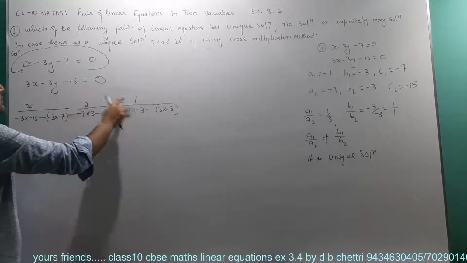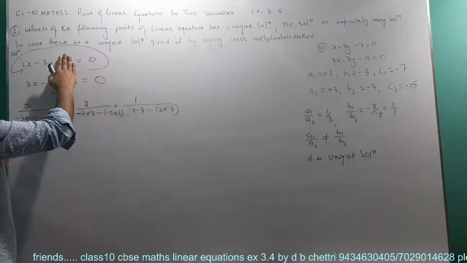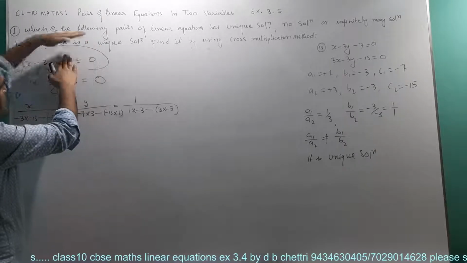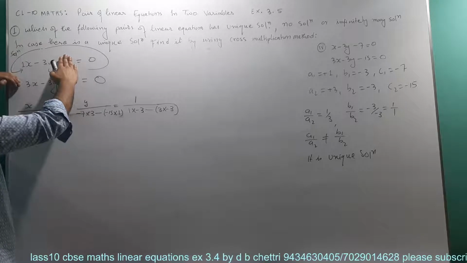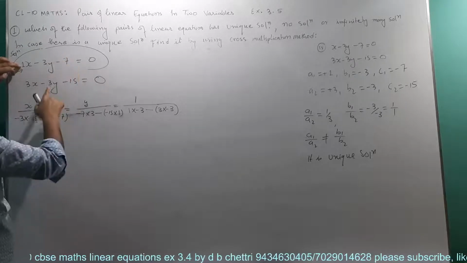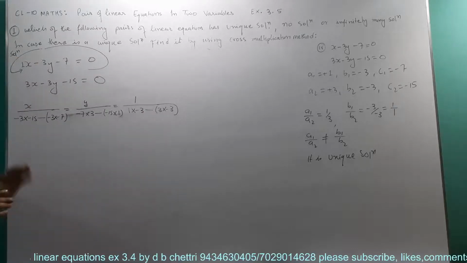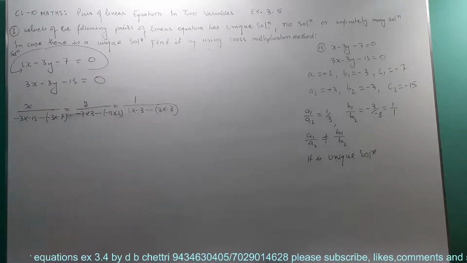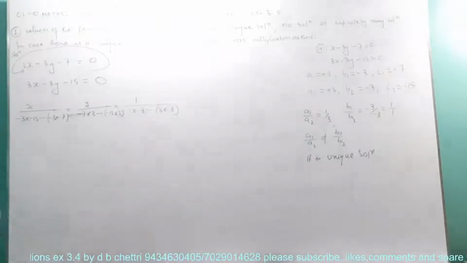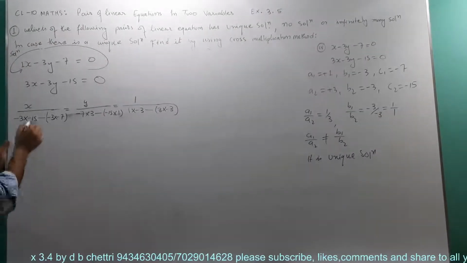Then for this constant, hide this part. After this there is no number, so we come to the beginning of the equations. Then you start from here, 1 multiplied by minus 3, then put the minus sign, 3 multiplied by minus 3. This is a shortcut way to solve a pair of linear equations by the cross multiplication method. Now let's simplify.